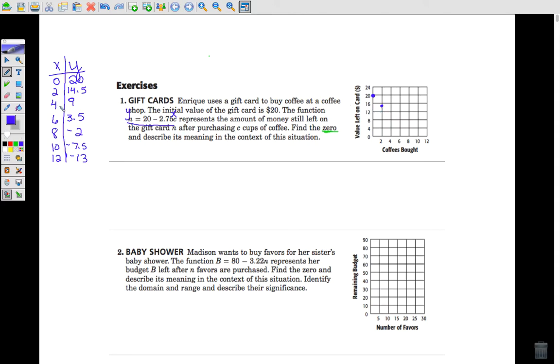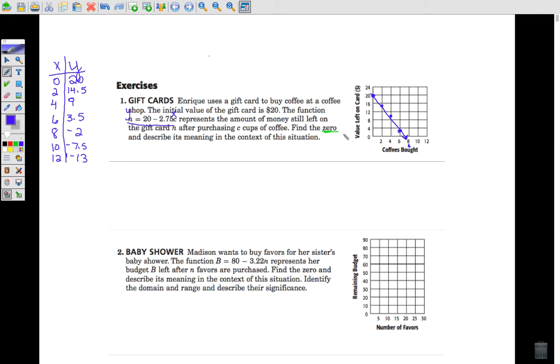When I bought 4 coffees, I had $9 left, a little bit above your 8. When I bought 6 coffees, I had $3.50 left over, a little bit below the 4. And then when I bought 8 coffees, I'm down here at negative 2. So that we know is not even possible because you can't have a negative balance on a gift card. So somewhere between 6 and 8 is all the coffees that I can buy. So I'm going to connect my dots as pretty as I can, and draw my arrow.